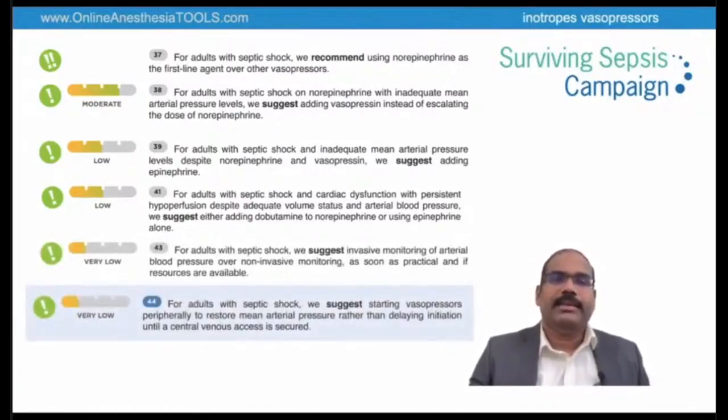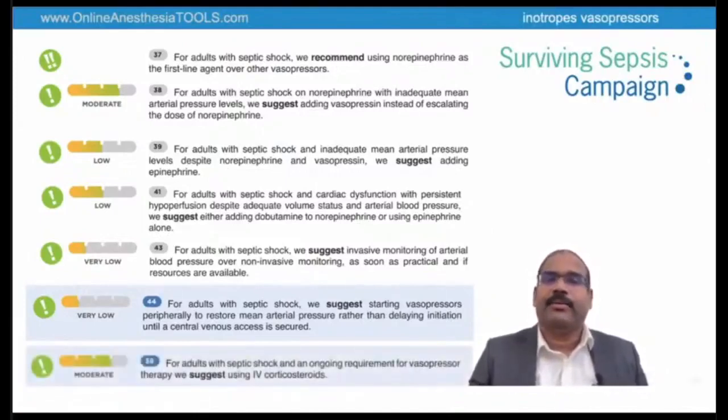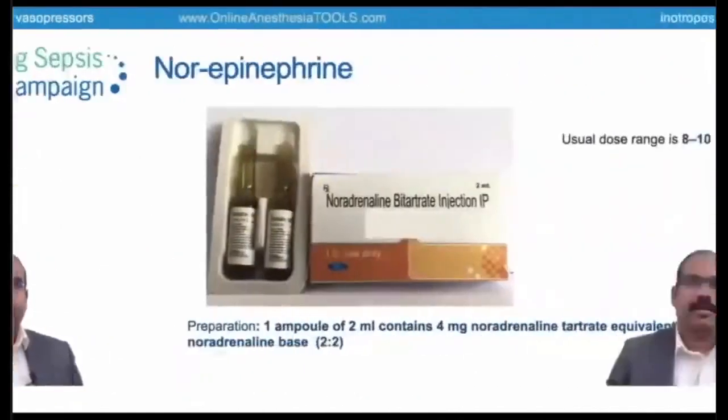For adults with septic shock, they suggest invasive monitoring as soon as practical and if resources are available. Vasopressors may be started via peripheral lines to restore MAP rather than delaying the initiation until central venous access is secured. For adults with septic shock with an ongoing requirement for vasopressors, IV corticosteroids are also suggested in the guidelines.